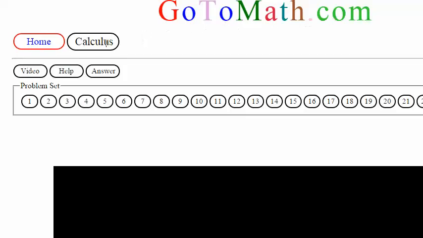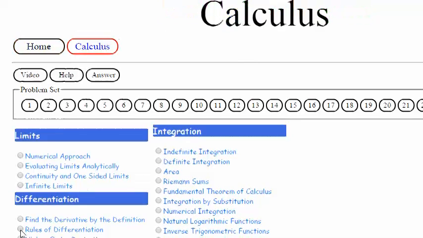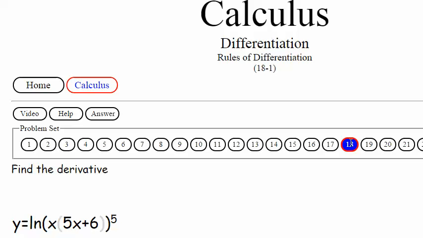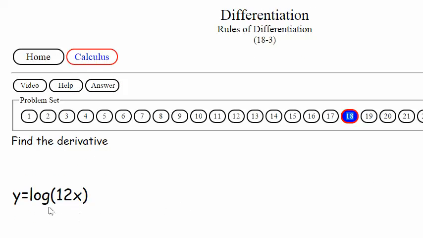Alright, we'll go to math.com, click on calculus, and 18-3. Yes, that's what we want to look at. Whoa, we got a log function in here. It says find the derivative. We got y is equal to the log of 12x. So can we remember that? Y is equal to the log of 12x.